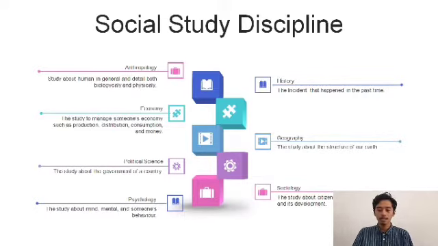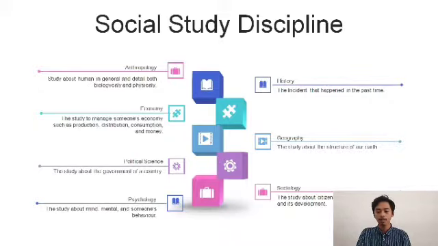And then the second is geography. Geography is the study about the structure of our earth, such as river, sea, mountain, and etc. Jadi dalam social study perlu juga pengetahuan tentang geografi. And the third is sociology. Sociology is the study about citizenship, social structure, and its development. Jadi aspek yang ketiga adalah sosiologi.